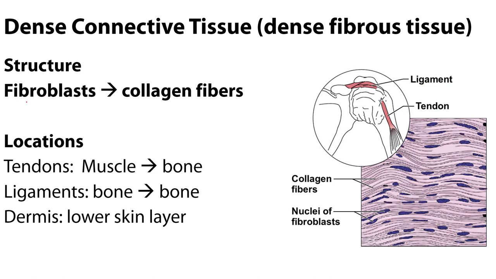And the biggest, most important cell within the dense connective tissue is called the fibroblast. These produce the collagen fibers. The other thing to point out here is that dense connective tissue is not vascularized. There's not a lot of blood in here.